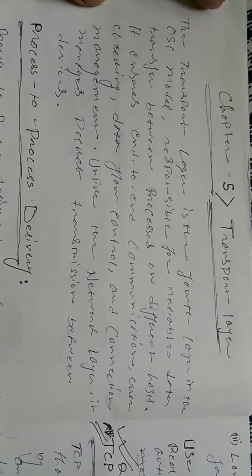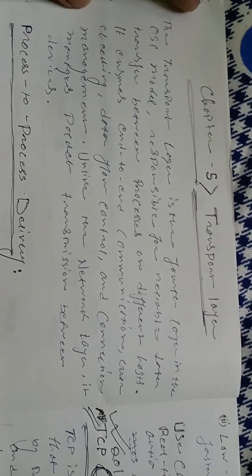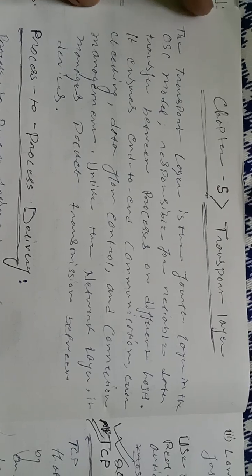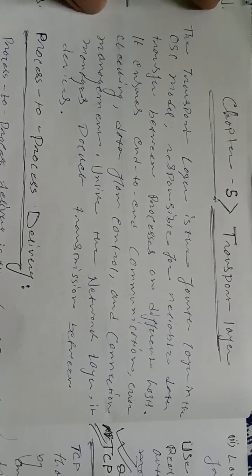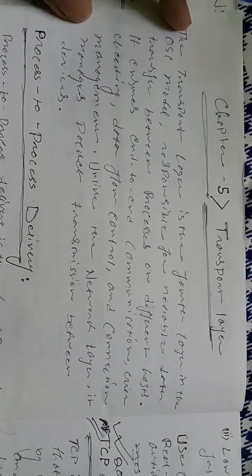We will start chapter 5, transport layer. Transport layer is the fourth layer in the OSI model. So today's video will be on the transport layer.